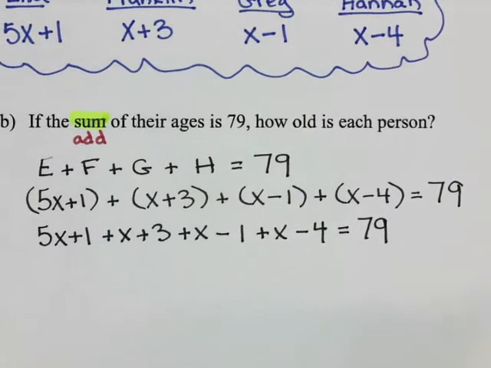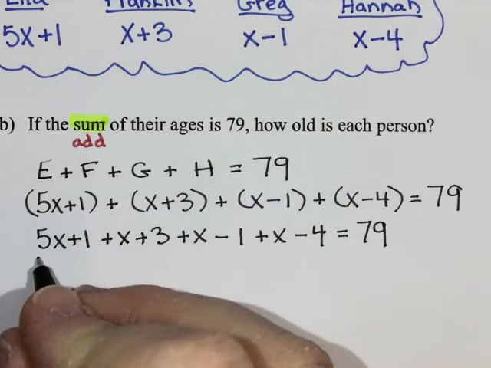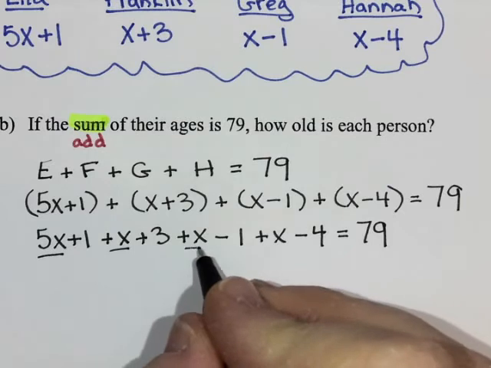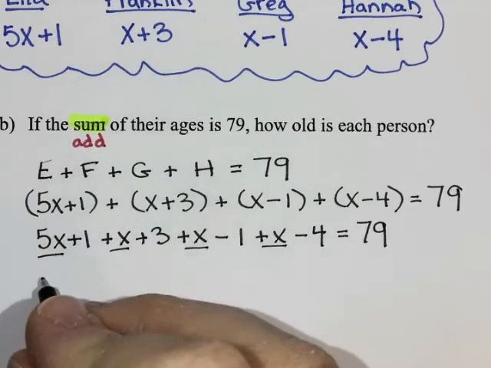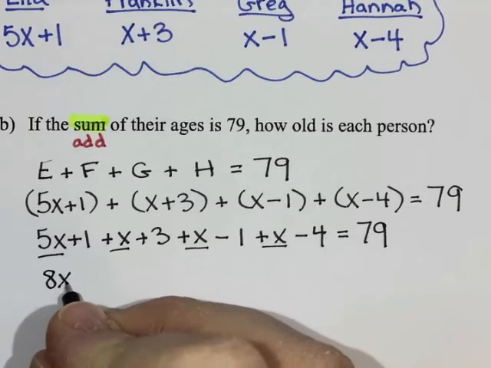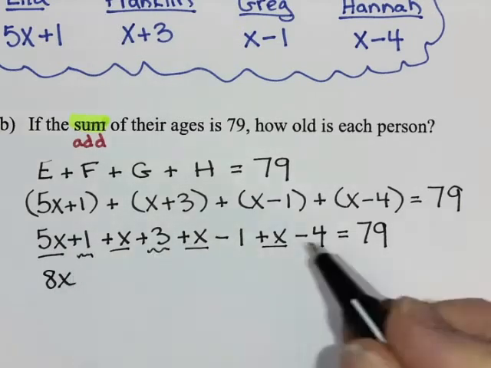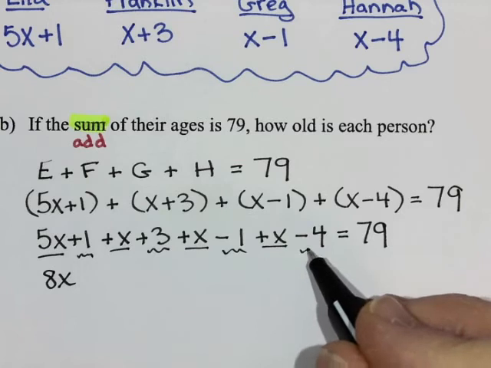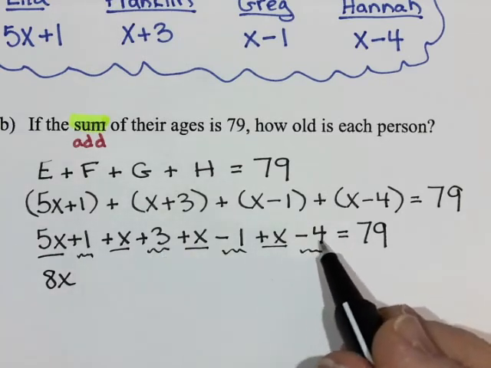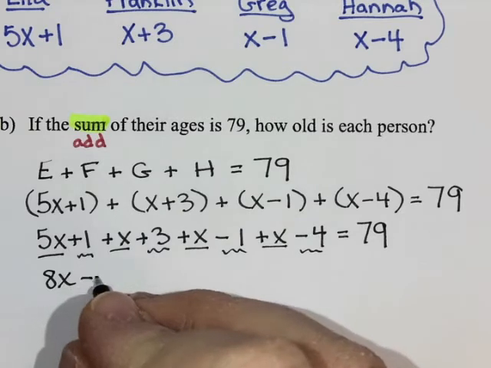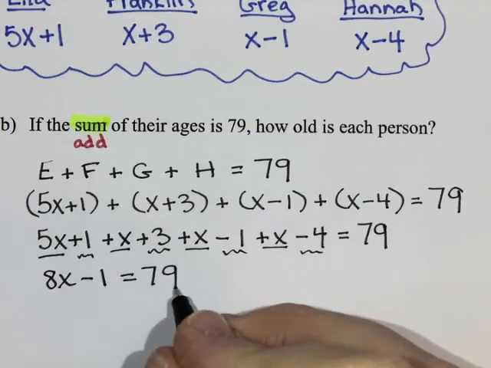Okay, I'm going to try to solve this equation by collecting my like terms and then rearranging. So I have a 5x, a 1x, a 1x, and a 1x. So that's 5, 6, 7, 8 x's. And then in terms of numbers, I have a plus 1, plus 3, minus 1, minus 4. So that's 1 plus 3 is 4. Minus 1 is 3, minus 4 is negative 1. So I have 8x minus 1 equals 79.